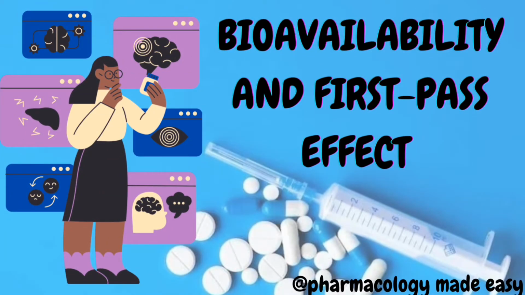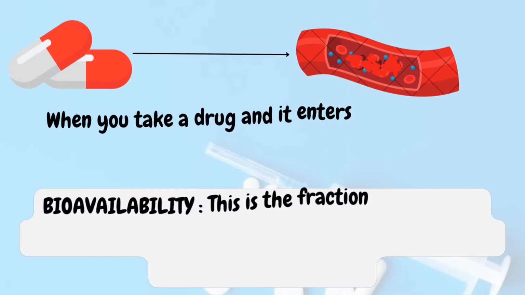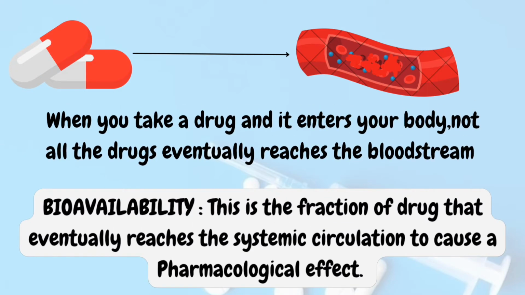Hi guys, today we'll be looking at bioavailability and first pass effects. When you take a drug and it enters into your body, not all the drug eventually reaches the bloodstream. The fraction or the proportion of the drug that eventually reaches the systemic circulation or the bloodstream to cause a pharmacological effect is what we refer to as bioavailability. How available is the drug in the bloodstream?